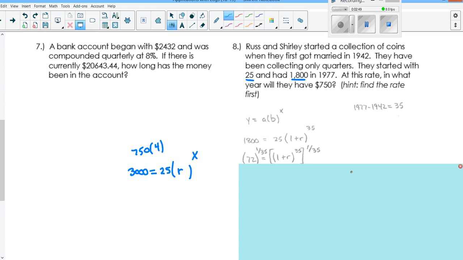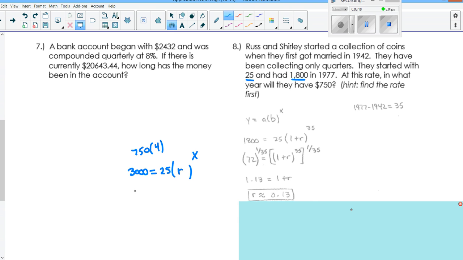Math 2 last year. So I set up my equation here, and I said 1,800 quarters equals 25 initially, times 1 plus r, because we know that there's an increase from 25 to 1,800, and that's a time period of 35 years. And then you divide by 25 raised to the 1 over 35, so raised to the reciprocal. And then you get that right here. You get that r then is about 13% increase each year.